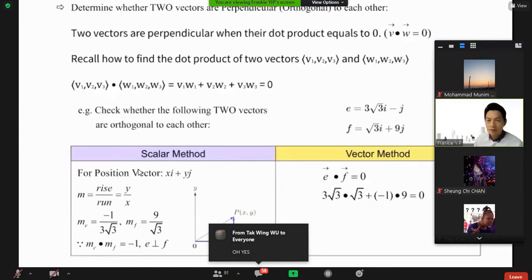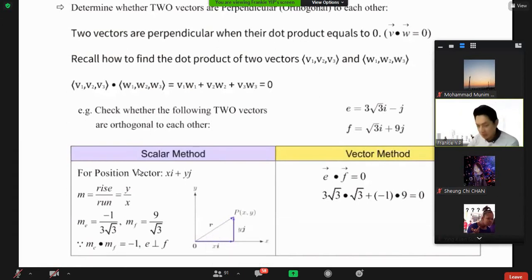So remember, if two vectors are perpendicular to each other, we usually multiply those two vectors together. It will become 0. Why? Because of the dot product property. So what does it mean? Think about it: if vector i and vector j multiply together, it becomes 0.